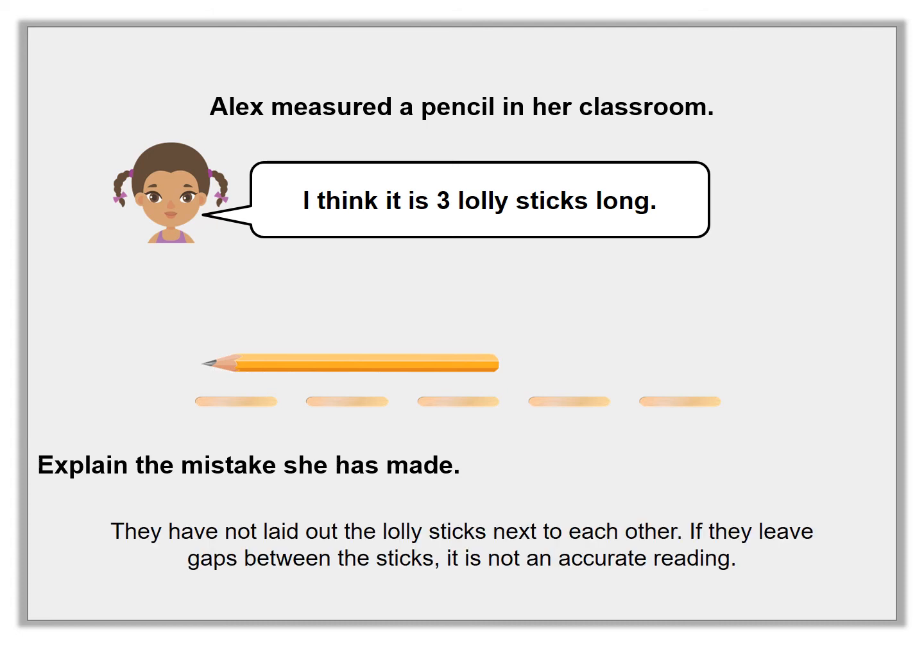Okay, Alex has not laid out the lolly sticks correctly. As you can see, they're spaced out. And when you're measuring something with items, you need to put them touching next to each other. So if she pushed up her lolly sticks, the pencil could be longer than 3 lolly sticks, couldn't it? It could be 4. She's left quite a gap between each one. So it's not an accurate measurement if you don't do it accurately.